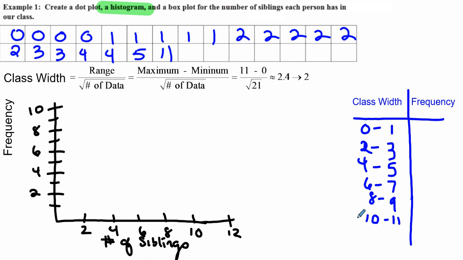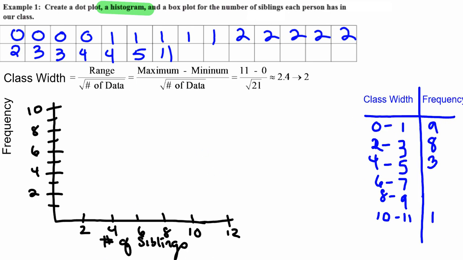So here I'm just going to start counting how many fit each interval, each bin of data. You might see it represented by tick marks. You might just see a value to represent it. And then we can start creating our bars. So we've got 9 people with 0 to 1 siblings, 8 people with 2 and 3 siblings. We got 3 people with 4 and 5 siblings, and we have 1 person with 10 or 11 siblings.